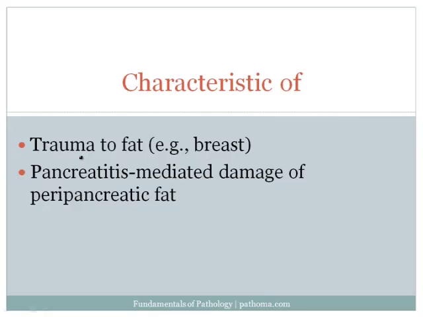Now, fat necrosis is classically seen in two regions, or with two processes. The first is trauma to fat, and the highest yield here would be breast. Trauma to the breast. The breast is a relatively fatty organ. It contains a lot of adipose tissue. Trauma to the breast, for example, if a woman is in a car accident and the breast is crushed against the steering column or steering wheel, that can result in fat necrosis, which would release fat.